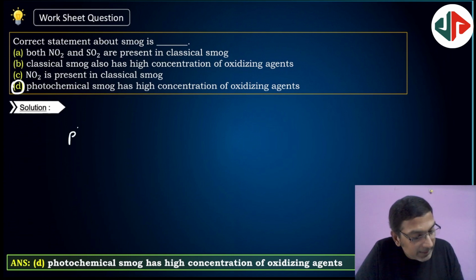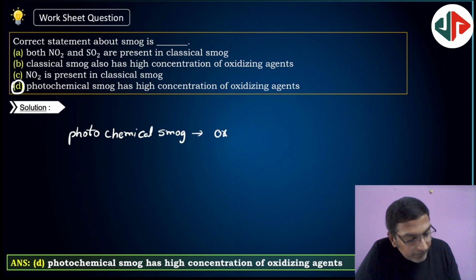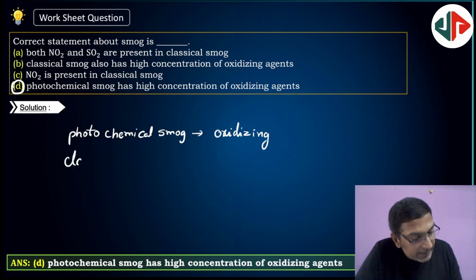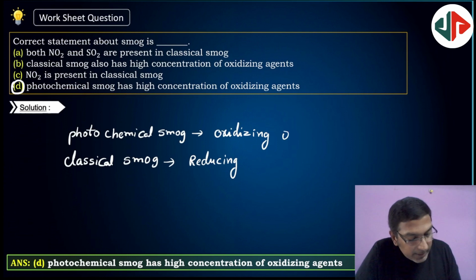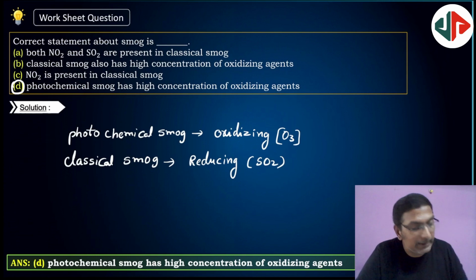So photochemical smog is oxidizing in nature. And classical smog is reducing. So here oxidizing due to O3 and here reducing due to SO2. Very, very important. Option D is correct. Next.